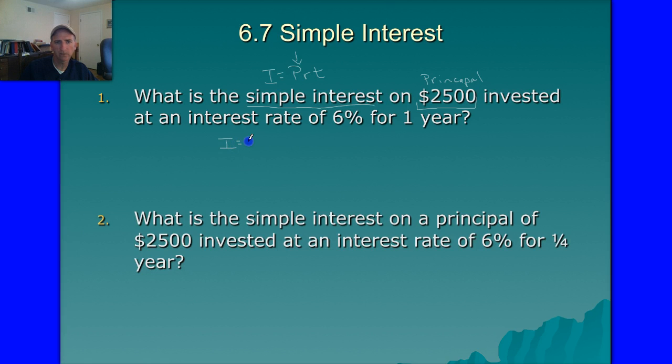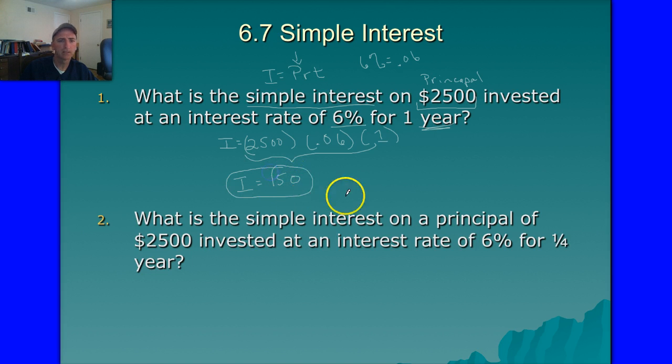The interest is equal to $2,500 at a rate of 6%. Now, the 6% rate, we have to use that decimal form, 0.06. And then the time, that's nice and easy. It's just 1 year, and it is in years. So all we have to do on this particular question is multiply those values out and get that the total interest is $150.